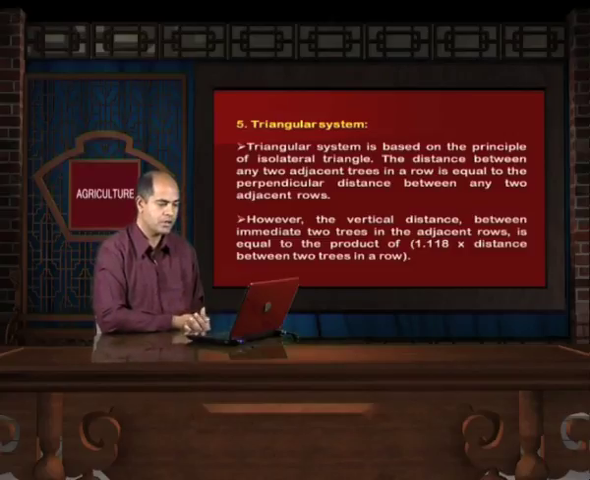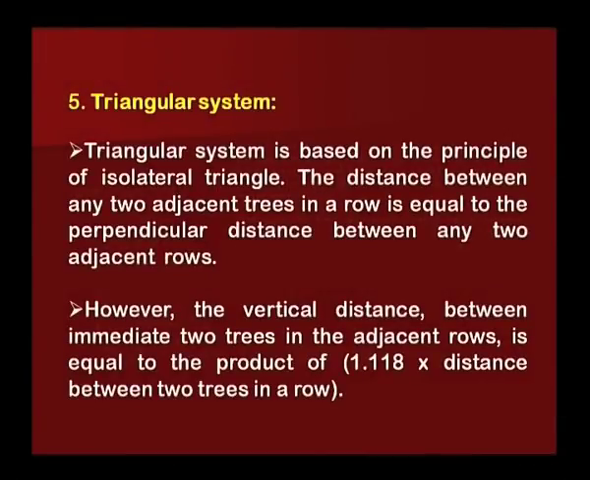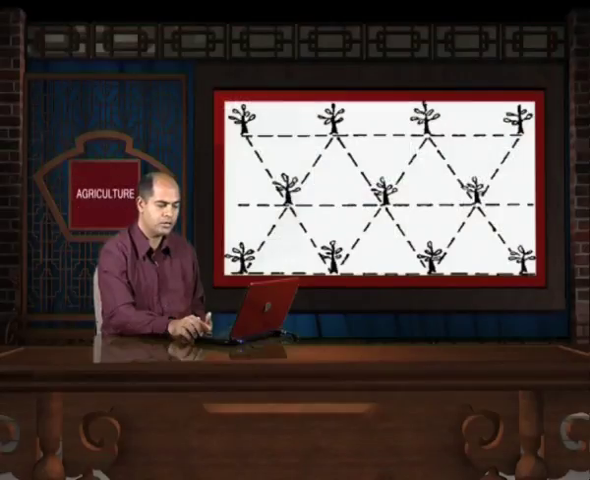Now, the triangular system. The triangular system is based on the principle of the equilateral triangle. The distance between any two adjacent trees in a row is equal to the perpendicular distance between any two adjacent rows. However, the vertical distance between two immediate trees in the adjacent rows is equal to 1.118 multiplied by the distance between two trees in a row. This picture shows the triangular layout system.